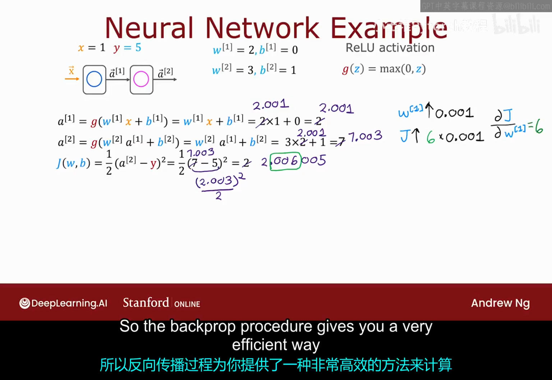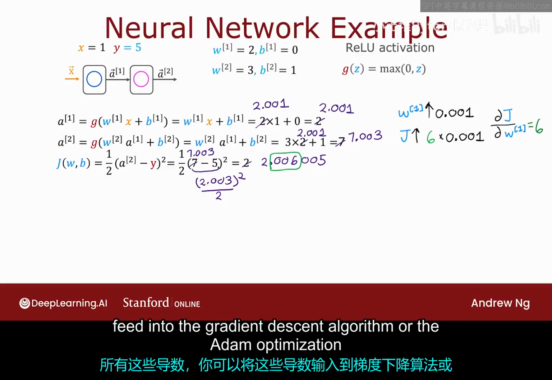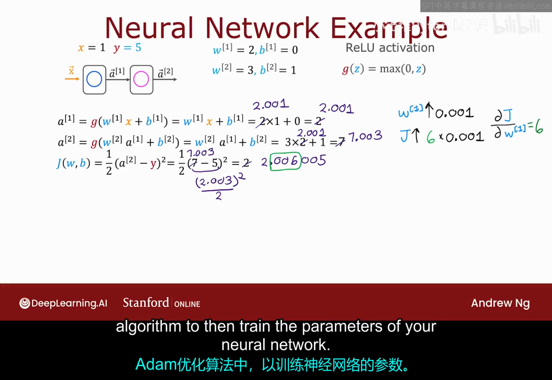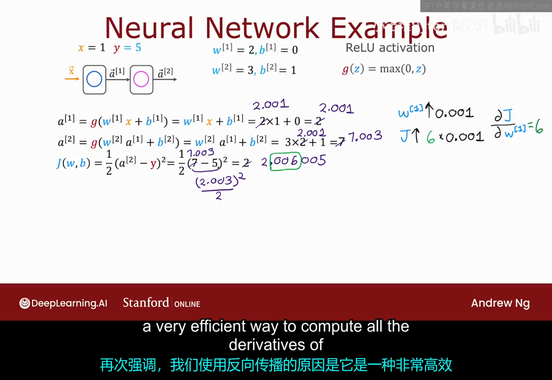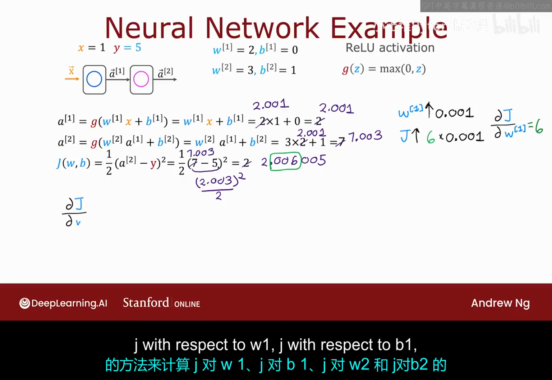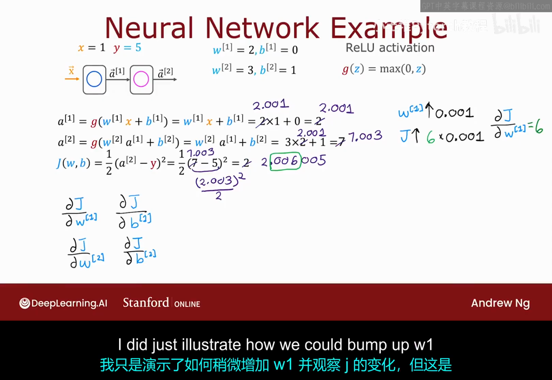And so the backprop procedure gives you a very efficient way to compute all of these derivatives, which you can then feed into the gradient descent algorithm or the Adam optimization algorithm to then train the parameters of your neural network. And again, the reason we use backprop for this is a very efficient way to compute all the derivatives of J with respect to w1, J with respect to b1, J with respect to w2, and J with respect to b2.